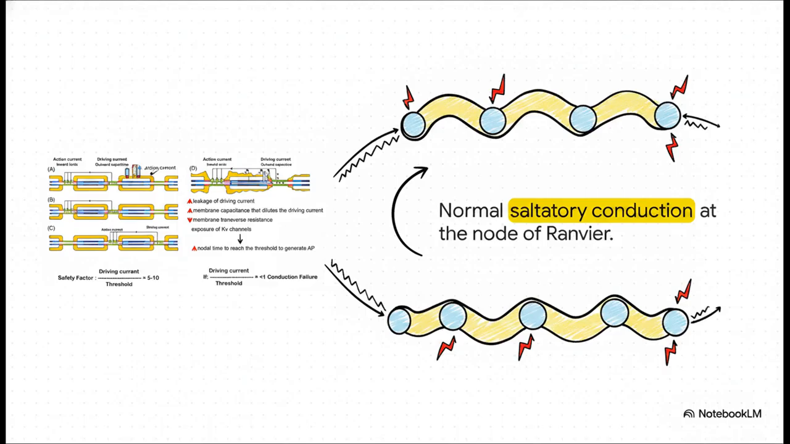So what happens here? Well, it's pure biophysics. At each node, voltage-gated sodium channels pop open, and that creates an inward ionic action current. This generates a tiny electrical spark, an action potential, that literally jumps or leaps to the next node. This leaping process is what we call saltatory conduction, and it is the absolute key to our lightning-fast reflexes.